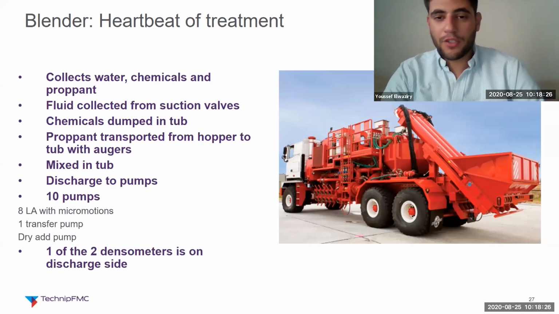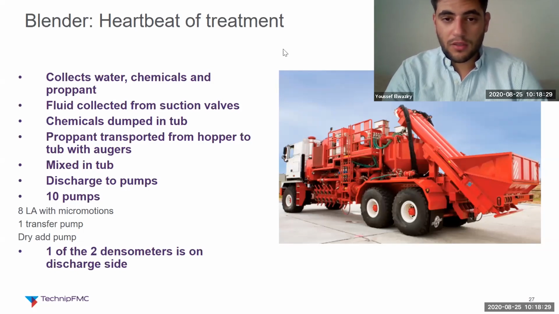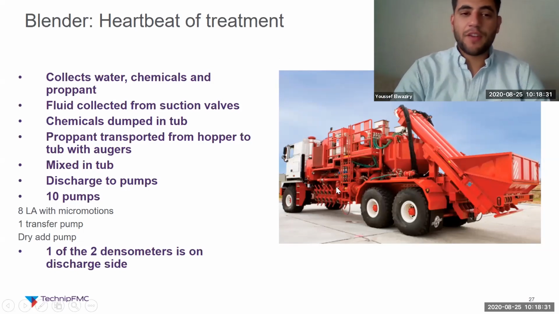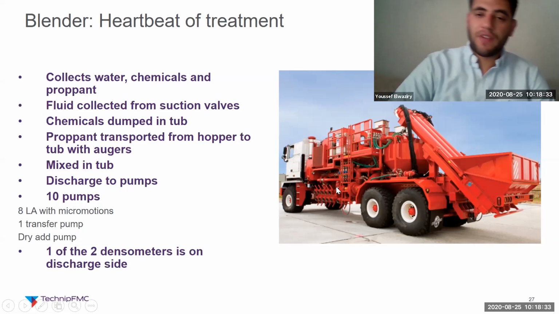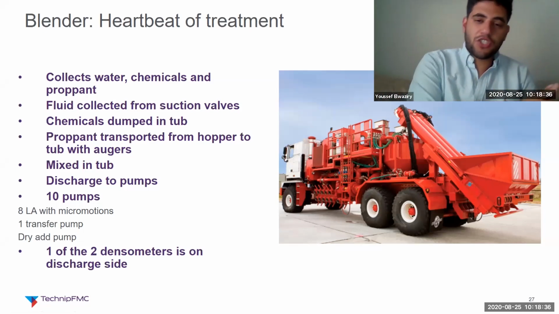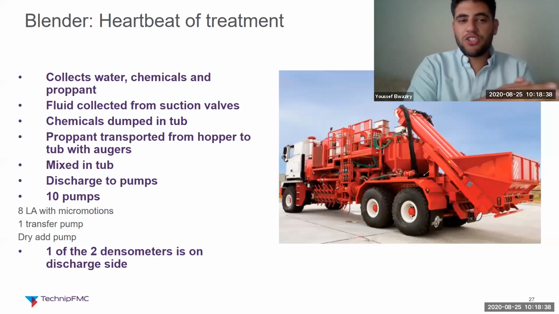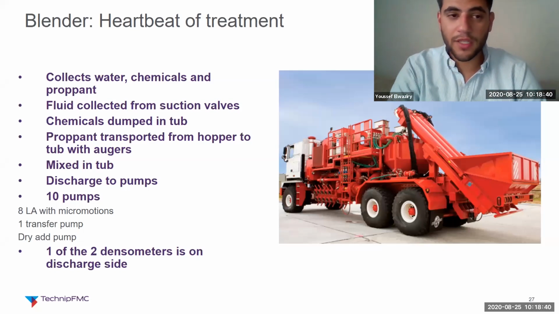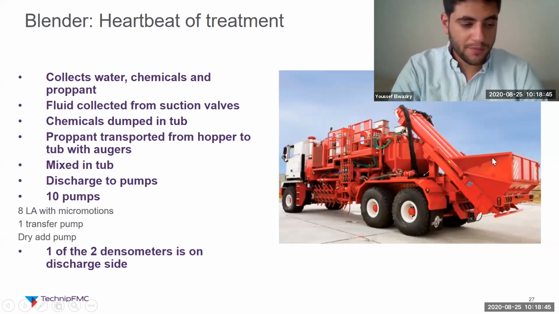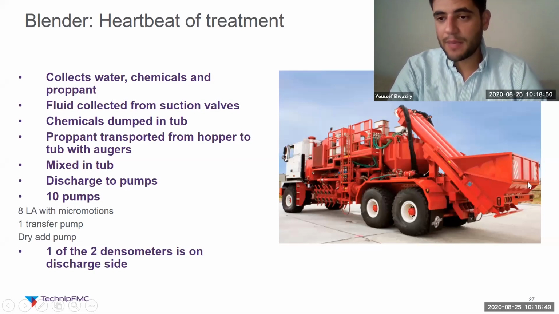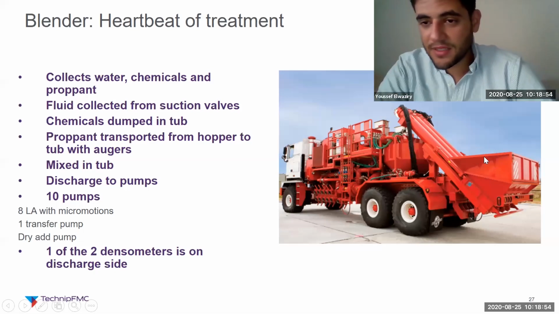If we look at the blender, the fluid gets collected from the suction side, or the suction valves of the blender. So the blender has a suction side and a discharge side. The suction side is going to be sucking the water, right? The chemicals get dumped inside of the tub here. And the sand gets dumped into the hopper, but the chemicals get dumped here in the tub.